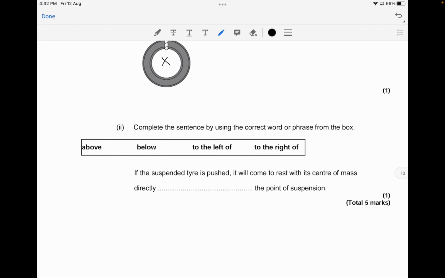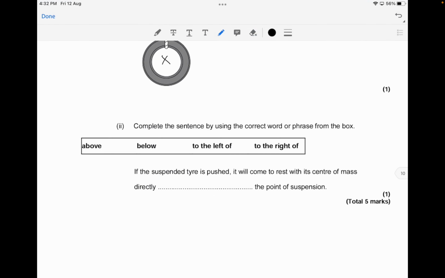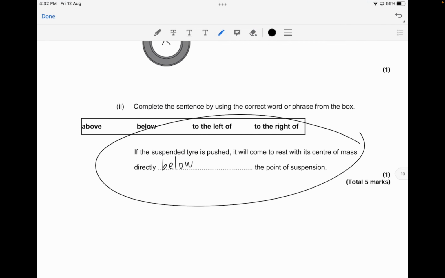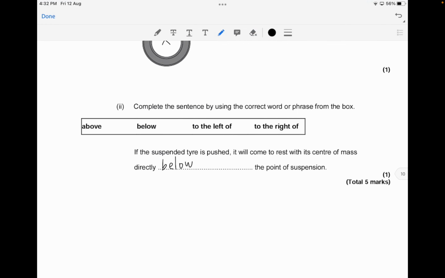Now you're going to complete the sentence by using the correct word or phrase from the box. If the suspended tire is pushed, it will come to rest with the center of mass directly below the point of suspension. You guys see this point again? It's very critical that you learn the statement that when an object is at rest, its center of mass will come directly below the point of suspension. So do remember that. There are some key facts in there.